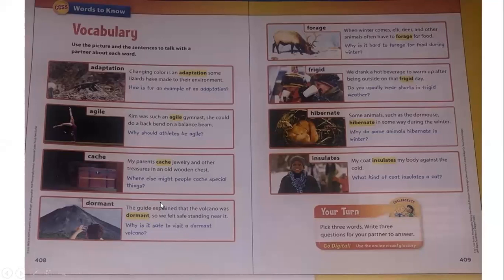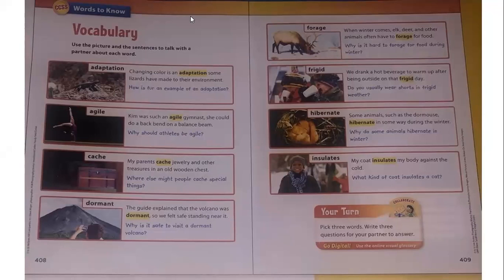Thank you, Aysel. Number 4, dormant. Who would like to read this one? I need more volunteers, guys, or I will choose randomly. Okay. Number 4. The volcano was dormant, so he felt safe standing near it.